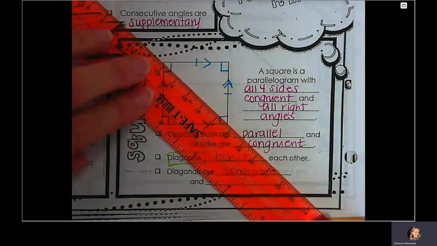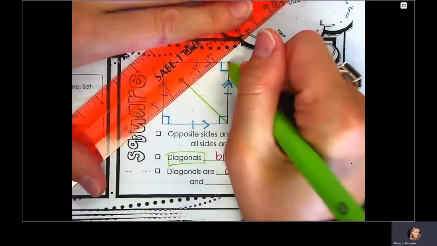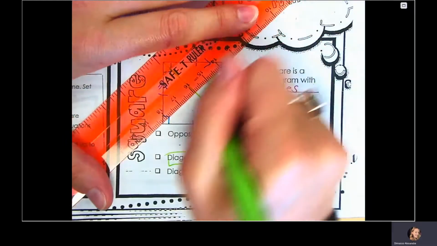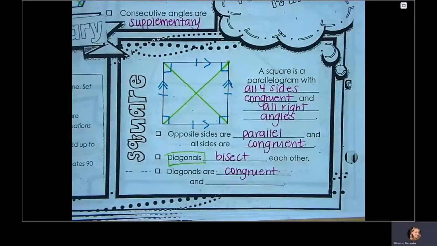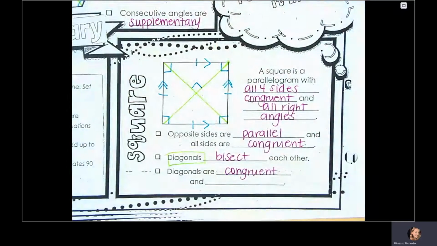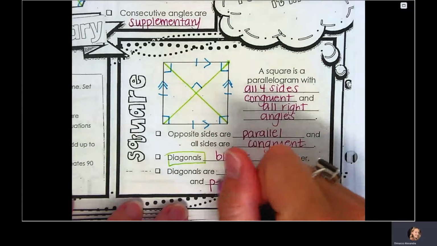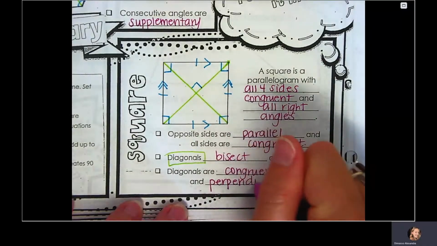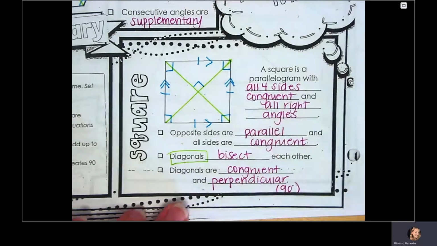Diagonal, diagonal. Okay, what do they make in the center there? They make 90-degree angles. Very good. Right in the center. So they are congruent and they are perpendicular. Remember, perpendicular means they make 90-degree angles.